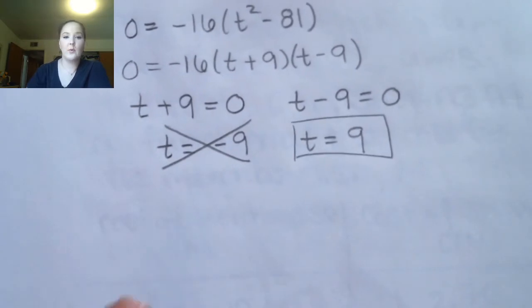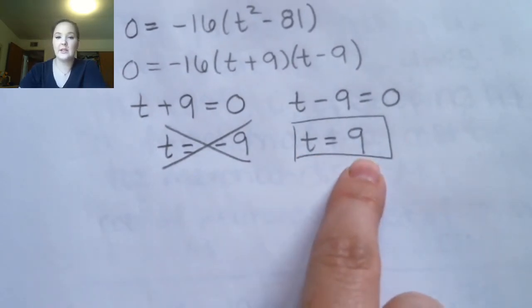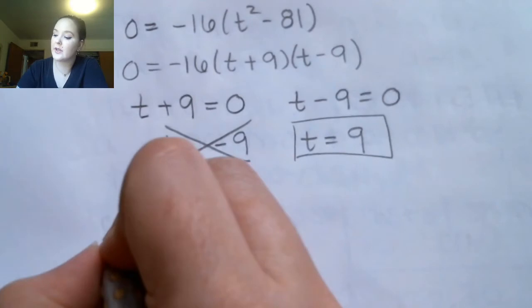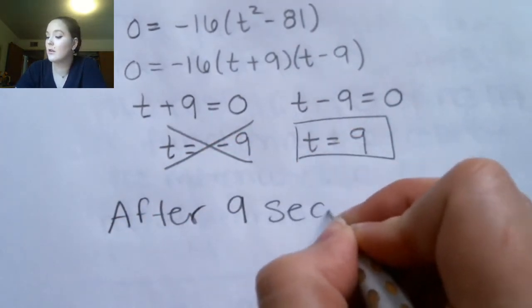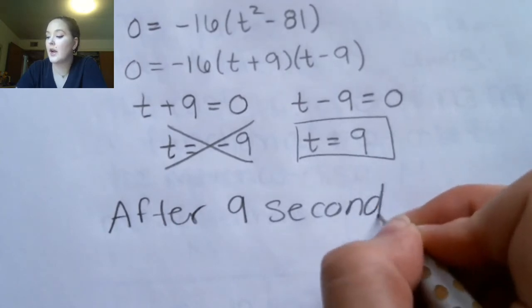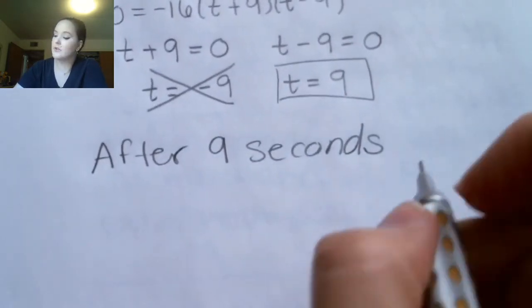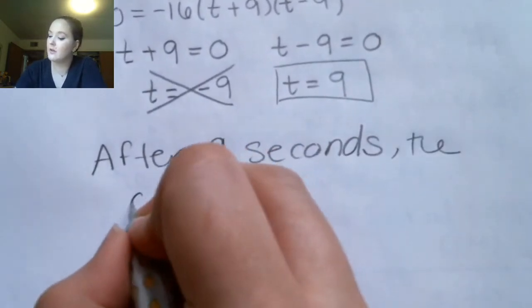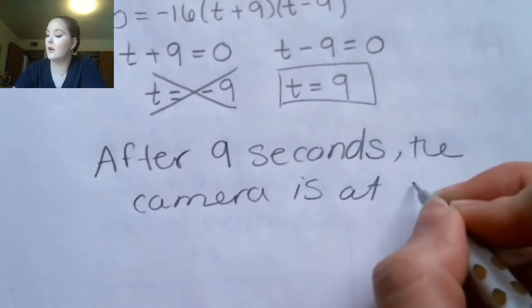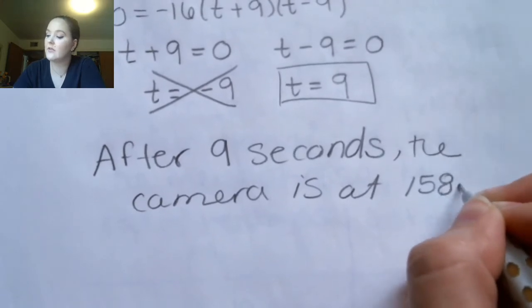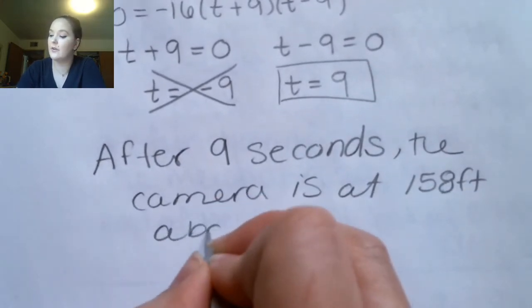Okay, so first we're going to say what the 9 means, right? So remember t is time, so we're going to say after 9 seconds. And then remember h of t is the height. So we would say the camera is at 158 feet above the ground.